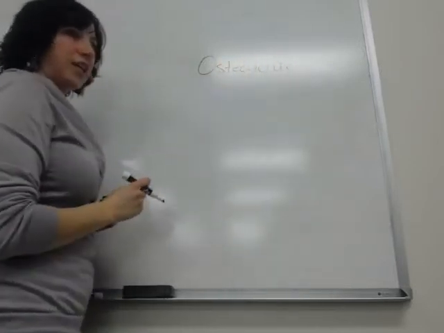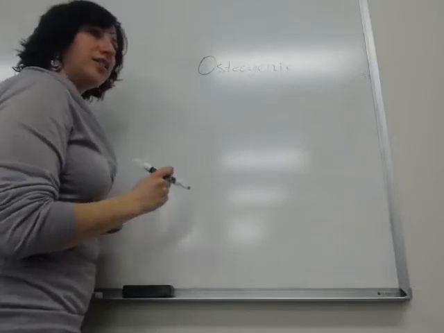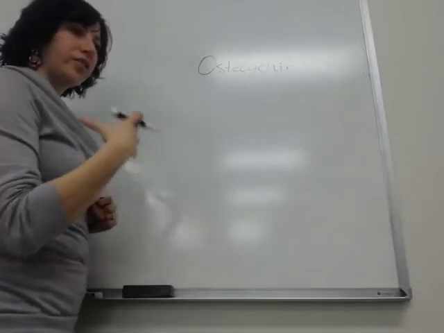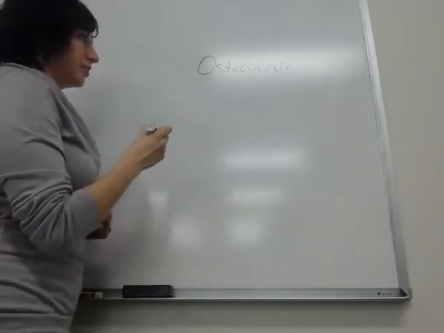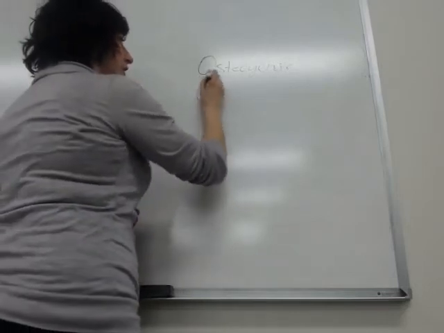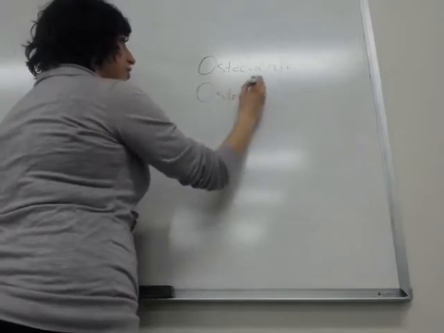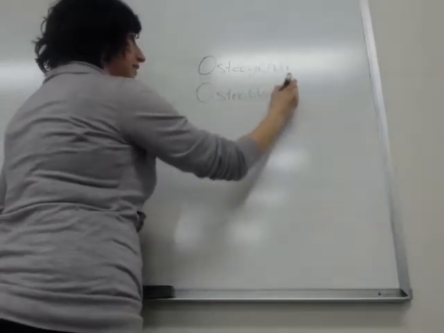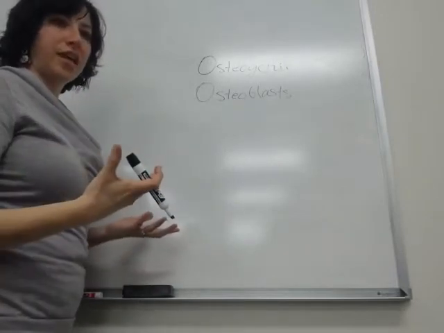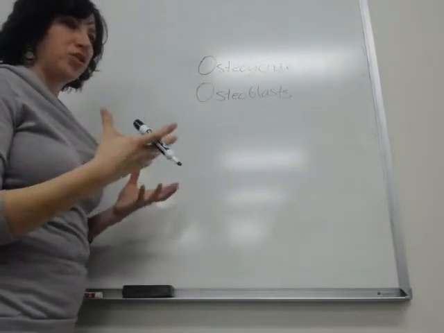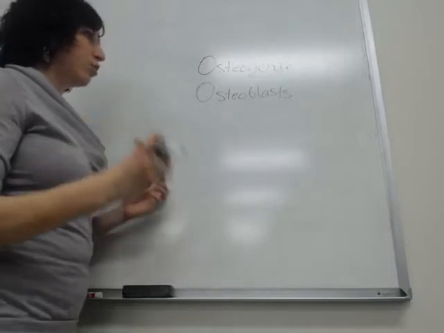We have osteogenic cells. Now, osteogenic cells are the stem cells, kind of the precursor cells. They can develop into different types of cells. One which they will develop into are osteoblasts. These are bone building cells, so they're going to start developing that matrix and creating bone.